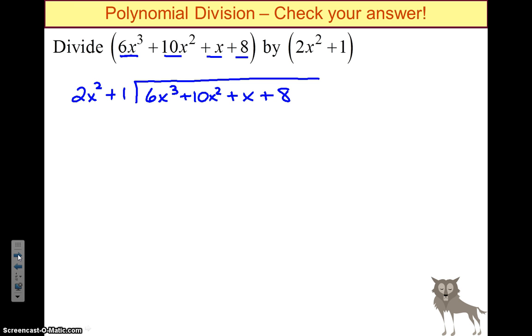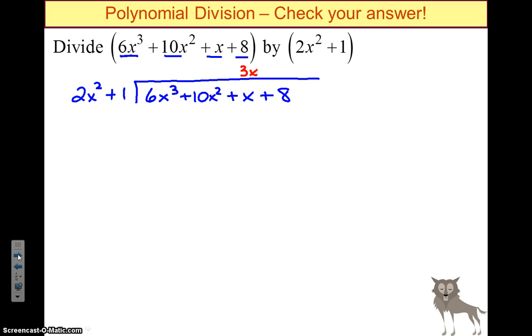So from here, in order to use our long division, we're going to ask ourselves, okay, what am I going to get if I divide the 6x cubed by the first term of our divisor, 2x squared? So if I divide 6x cubed by 2x squared, I get 3x. And so I'm going to write that 3x right above the other linear term, which is that x. That just keeps things organized a little bit for me.